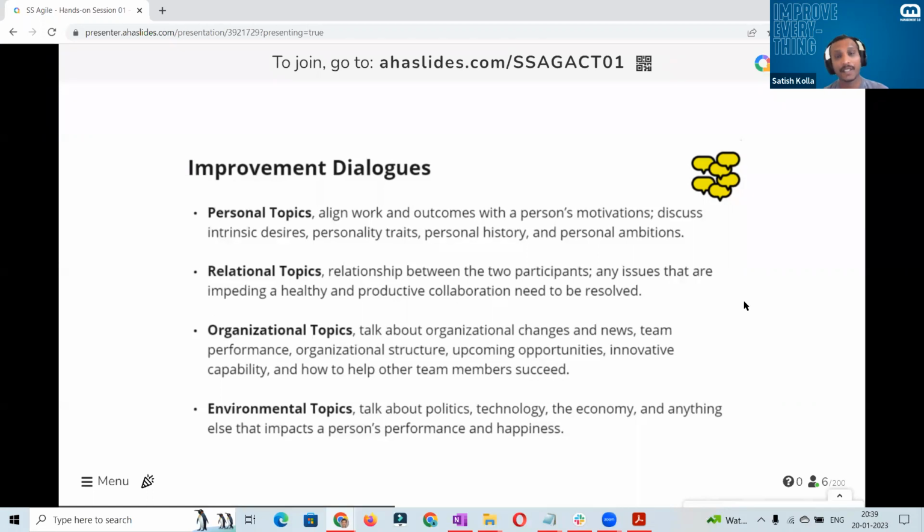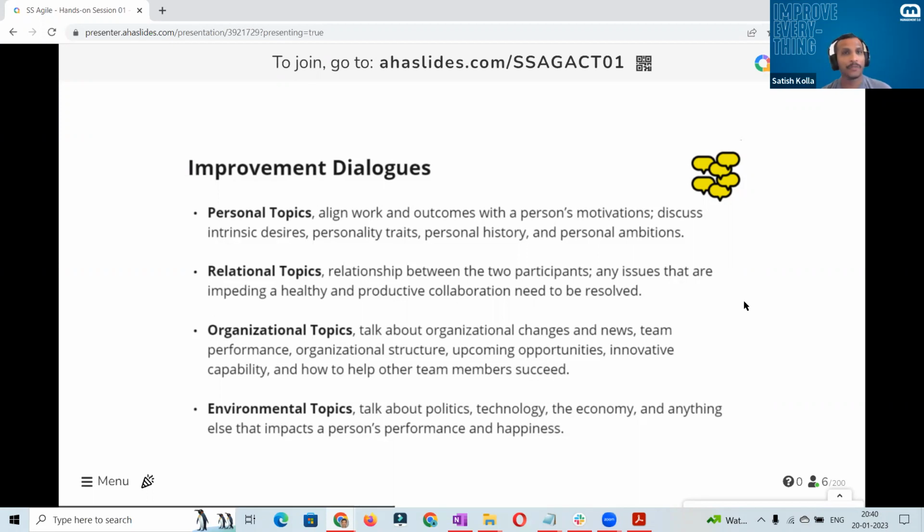As an organization, what happens, the structures, the changes, the alignments, the hierarchies, different things at the organization level, or maybe we can even consider at the team level or at the project or program level, can be considered as an organizational topic. And the fourth is the environmental topic: the politics, technology, economy, anything can be tagged under the environmental topic, which has nothing to do with the remaining three specific sets of topics.